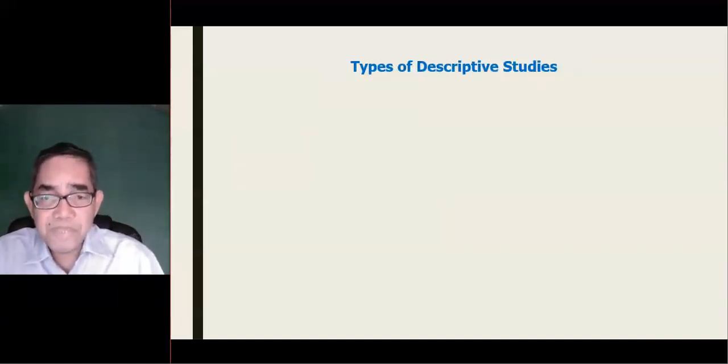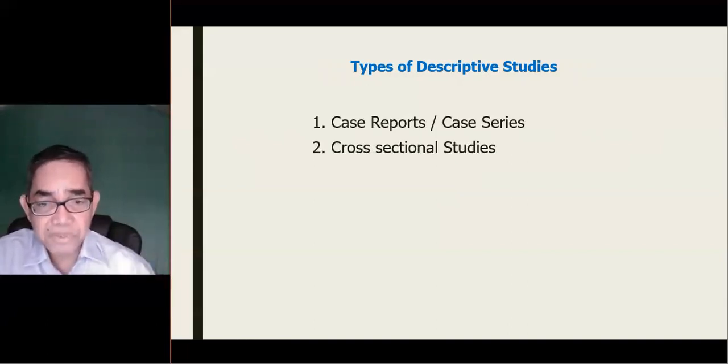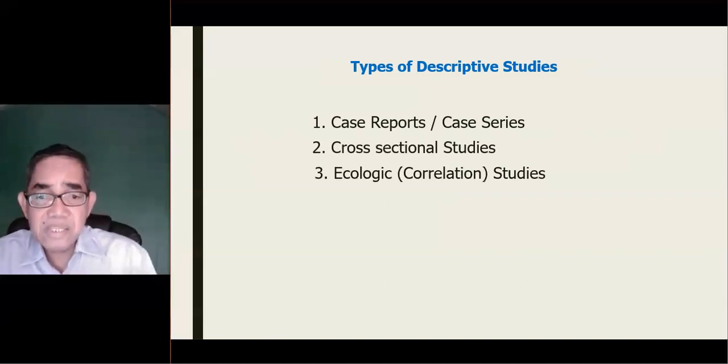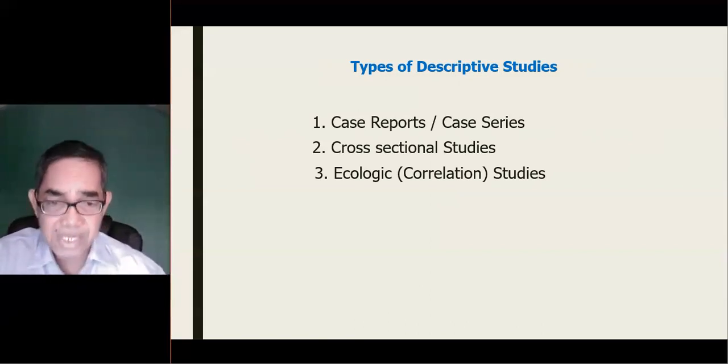So we talk of the different types of descriptive studies. We actually have many. The case report or the case series, later on we'll be discussing this. A cross-sectional study is also a descriptive study, and an ecologic study, or what we call the correlation study. We'll discuss each of these one by one.